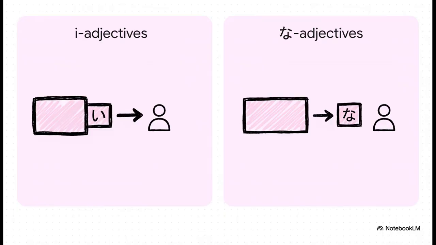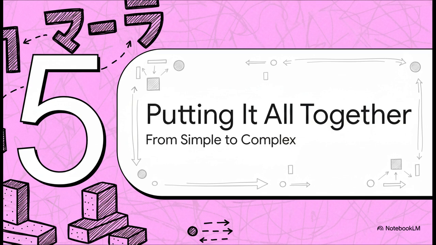If an adjective ends with that i sound, like kawaii, it's an i adjective. If it needs a little na to connect to a noun, like genki na, it's a na adjective. And just like the verbs, each type has its own simple, predictable rules for how they change. No surprises. So, we've looked at the core blueprint: particles, verbs, and adjectives. They all seem pretty simple on their own, right?